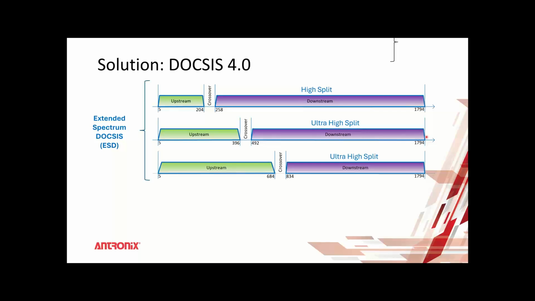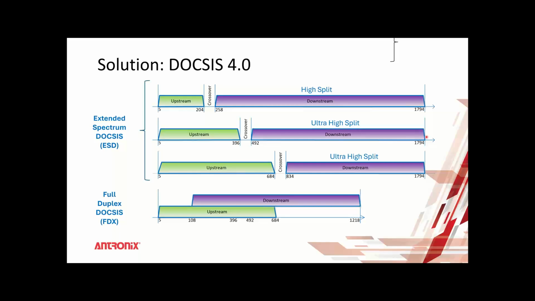The other type of solution is full duplex DOCSIS. This uses a different type of architecture. This is unique, where you're actually using the same frequency to transmit upstream and downstream together. So you're still using up to 1.2 gigahertz, but within a certain band, 108 to 684 megahertz, as you can see, this band has both upstream and downstream capacity.